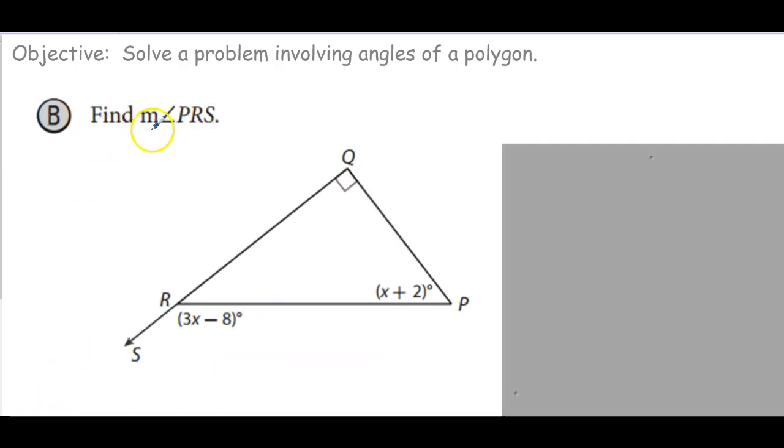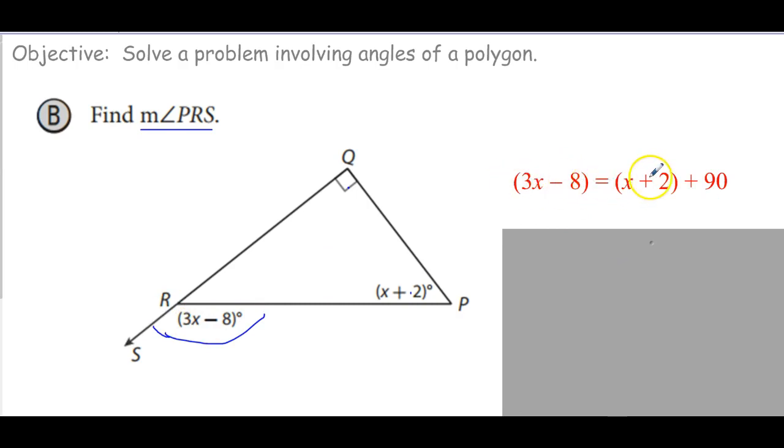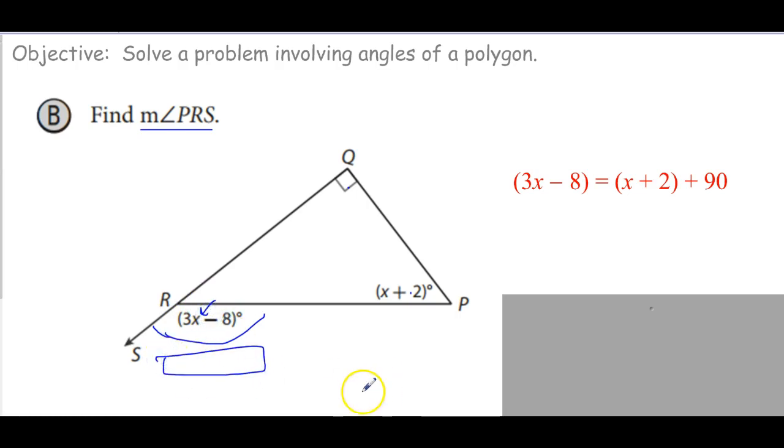Okay, find the measure of angle PRS. So PRS, that's this exterior angle here. And so we look at the two remote interior angles. They're given in terms of x. This one's actually a numeric result. It's 90. So basically, 3x minus 8 is going to equal the sum of the two remote interior angles, x plus 2 plus 90. So you're going to do all your work, solve for x. And then whatever x is, you're going to put it in here, multiply by 3, add negative 8. That will be your final solution. Everything is getting the correct equation for the setup. After that, you should be good to go.